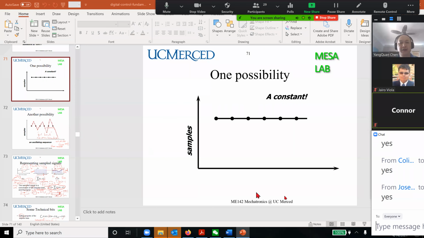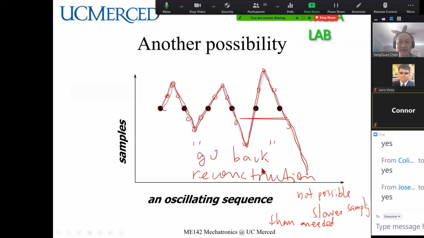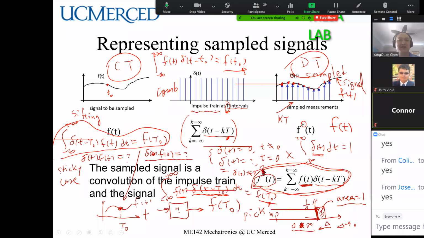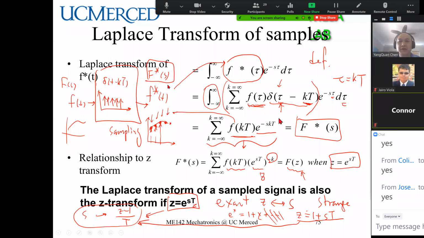We have seen that if we do not sample properly, you thought this was a straight line, but it could be like this. Then we talked about sampling being nothing but multiplying a continuous time signal by a pulse train. So you have to sample the data. We went through the sifting property of the impulse delta of t, a shifting property. We talked about the sampled data as f star and how to take the Laplace transform of it. In the end, we end up with this.